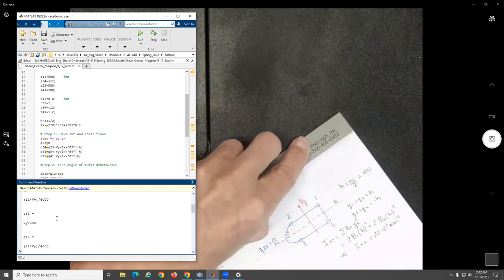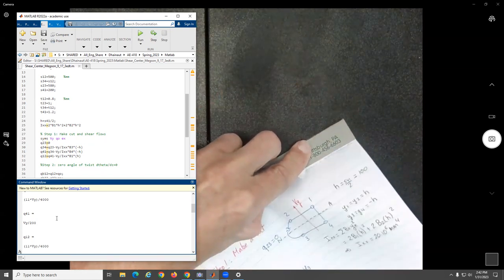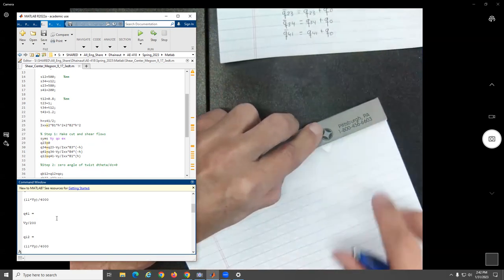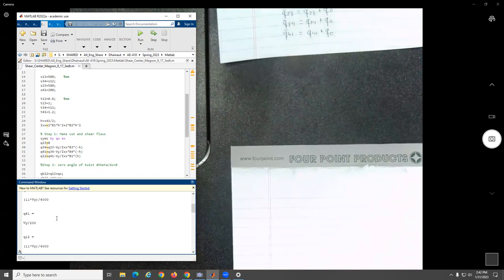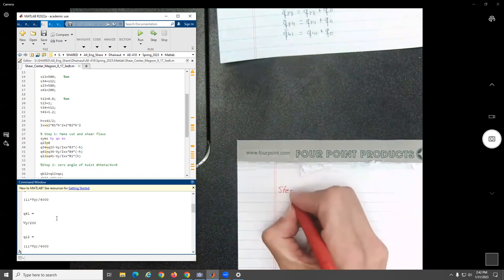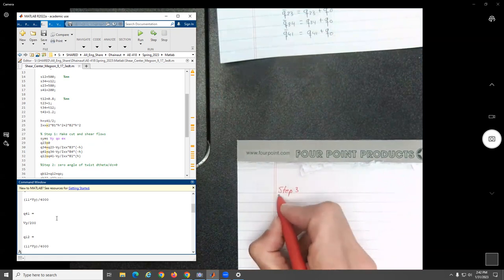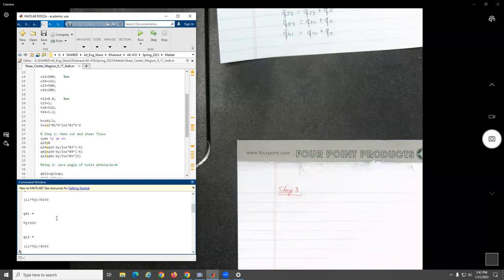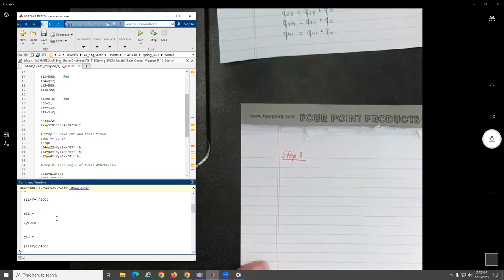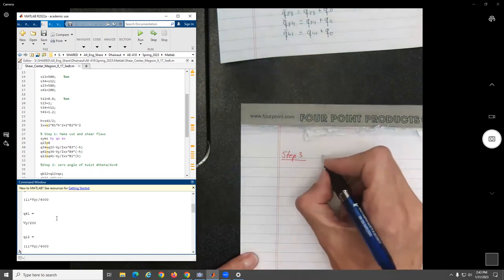Now, this might be a little bit different. I mean, it's not different. We have done it, but for statically indeterminate. So let's see. So step three. At the shear center, what was the definition of the shear center? Rotation. Okay, at shear center, no rotation. So, okay, so basically, what does that mean?